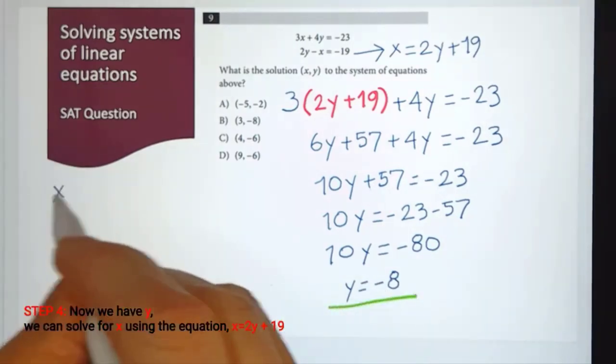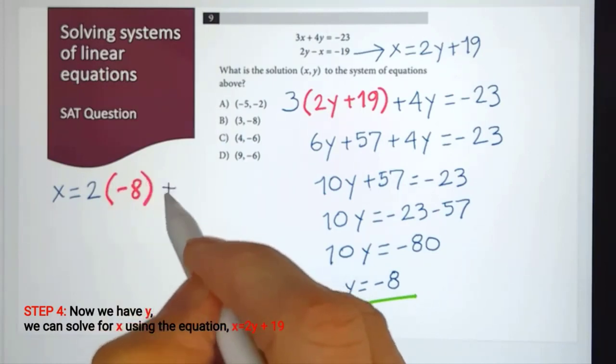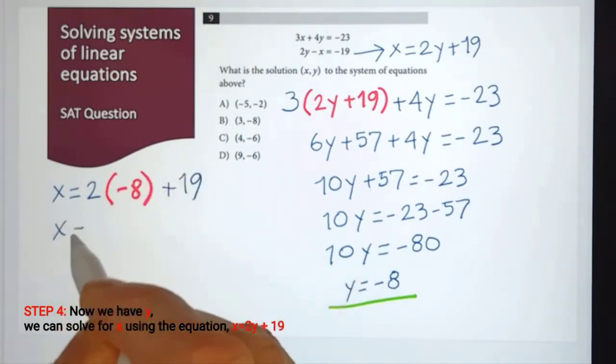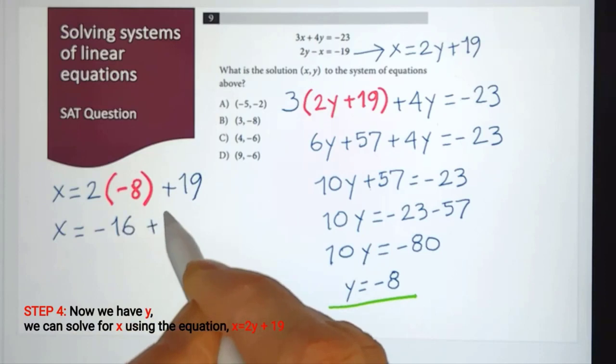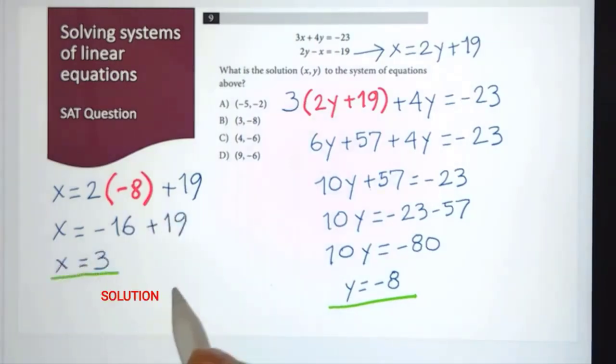We're halfway there. With y in our pocket, step 4 is all about finding x. Substituting negative 8 for y in the expression x equals 2y plus 19, we calculate x to be 3. And there you have it. We've just solved a system of equations step by step, finding that x equals 3 and y equals negative 8.